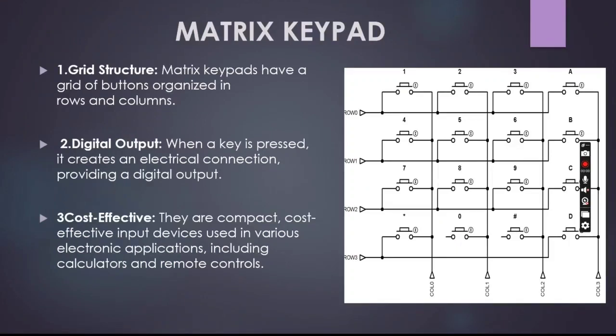A matrix keypad is the kind of keypad we see on microwave ovens, gas pumps, and calculators. There are different parts in the matrix keypad: a 4x4 matrix keypad membrane, a resistor of 1 kilo ohm, and jumper wires.